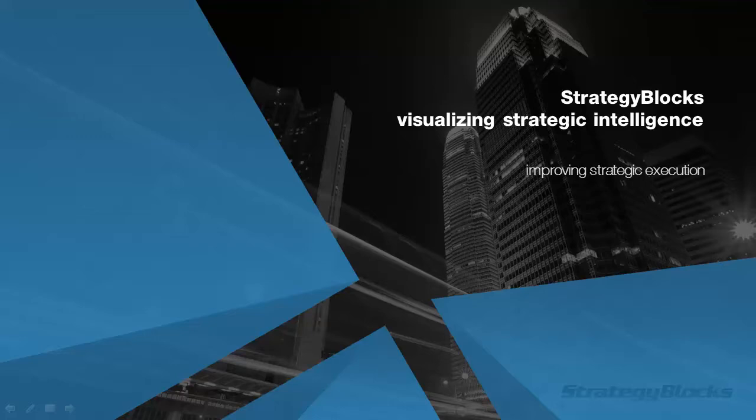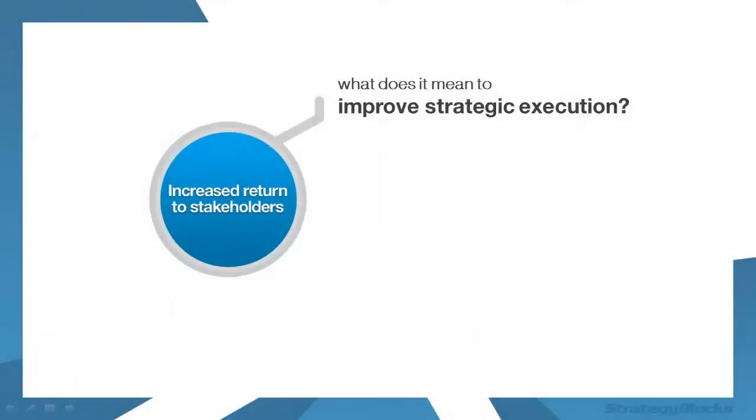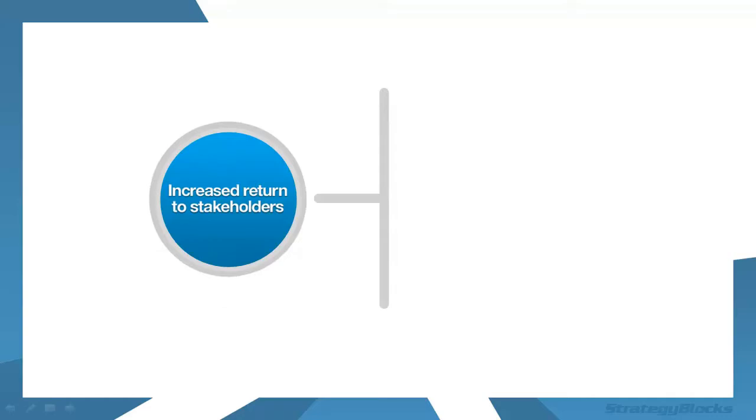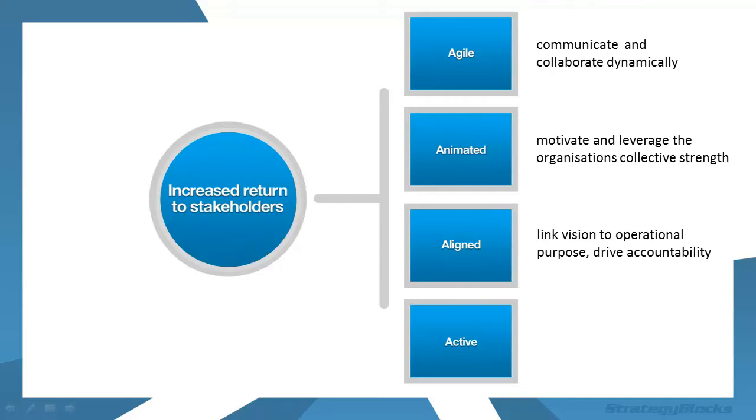Let me start by very briefly covering the value StrategyBlocks can add to any organization. Whether you are driven by profit or not for profit, improving strategic execution means driving an improved return to stakeholders. To achieve this, we need to be agile, clearly communicating vision and providing a dynamic environment for collaboration between people and teams. This will help people become engaged in strategy and motivated to achieve a common goal. As a result, we will align strategic vision with operational intent, creating lines of delegation and driving accountability.